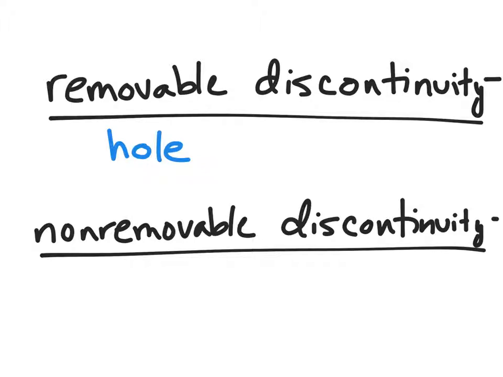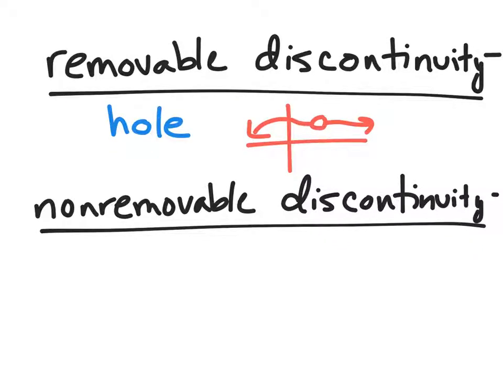So a removable discontinuity would be a graph where it just comes along, has a hole, and then it keeps going. Whereas a non-removable discontinuity deals with a much bigger type of break in the graph. So another type of break in the graph that's bigger than a hole would be what we call a jump discontinuity.